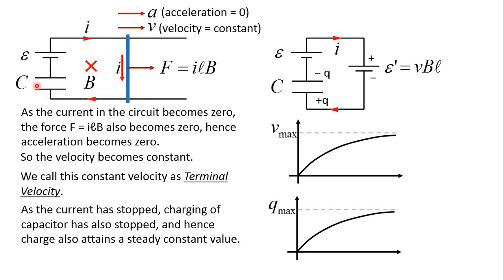But by that time, the charge was already filled in the capacitor. You see, from the beginning, the charge was already getting filled in the capacitor. And so after this moment, no more charge goes into the capacitor. So whatever charge was filled up till now becomes the maximum charge, the Qmax, in this capacitor. So hence the charge also attains a steady constant value, which we call Qmax.